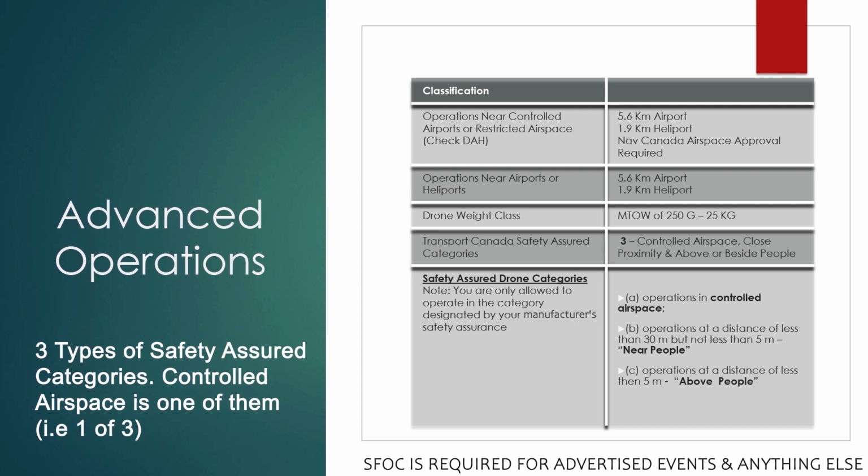One thing to notate about the Advanced Operations category is that there is a specified weight condition of 250 grams to 25 kilograms. There are three types of safety-assured drone operations in controlled airspace: operations at a distance of less than 30 meters, but no less than 5 meters, near people, and operations at a distance of less than 5 meters, above people. Knowing these categories is very important. For all categories not reflective of basic and advanced operations, an SFOC is required.